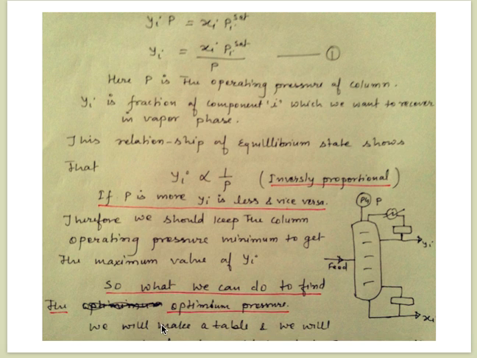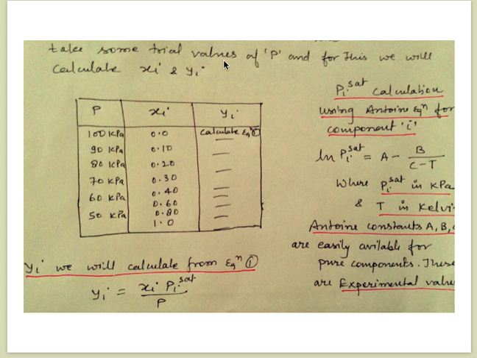So we will make a table on various pressure and we'll check the value of y1. So here, take some trial value of P. For this we will calculate X and Yi. So this is P. Let's say I start from the atmospheric pressure 100 kilopascal, then 90 kilopascal, 80 kilopascal, 70 kilopascal, 60 and 50 and so on, and we will calculate the Yi. Xi value we will take ourselves from 0 to 1 with some interval.